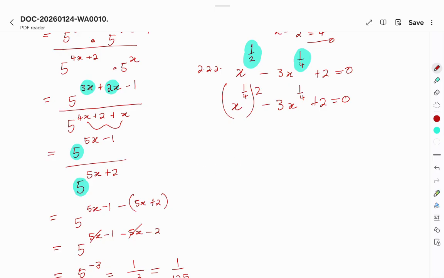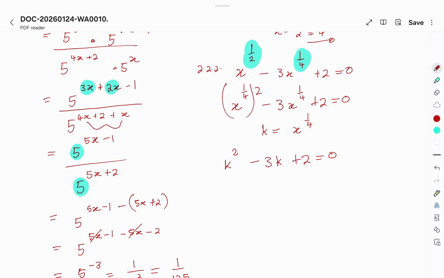Then you'll see, okay, I have something that is common throughout. So I would like to make my k value to be x to the power of 1 over 4, so that I have the k that represents that thing that is inside the bracket there. Then we write k squared minus 3. We do have x to the power of 1 over 4, so that is going to be k again, plus 2, and that is going to be equal to 0.